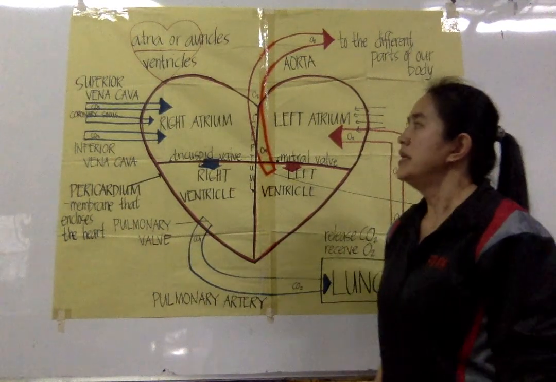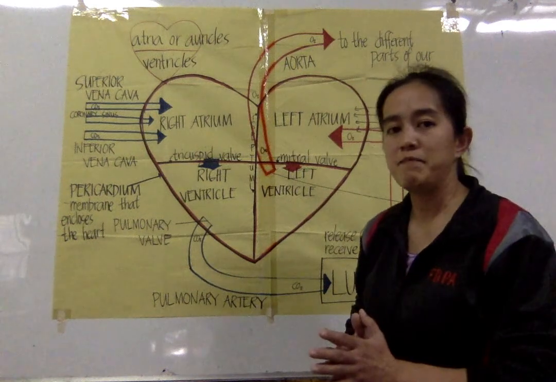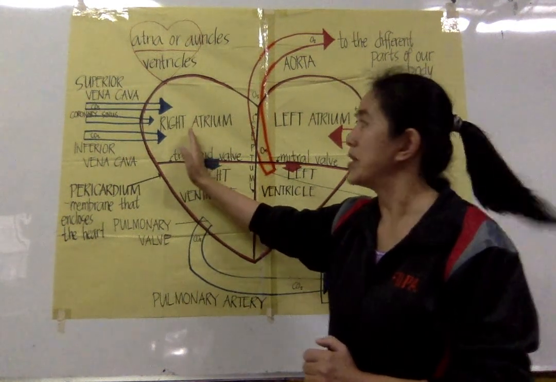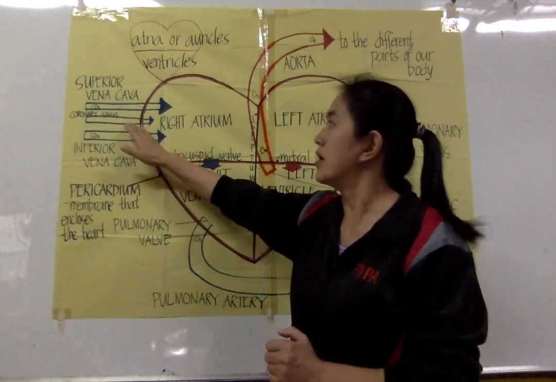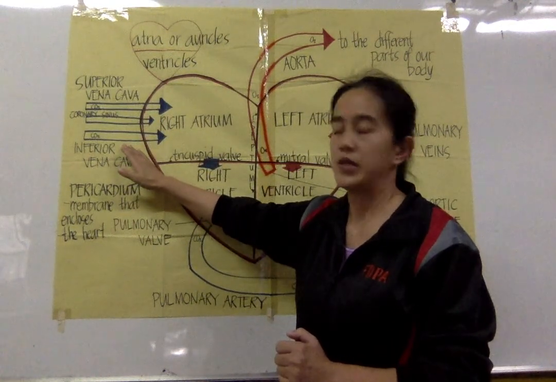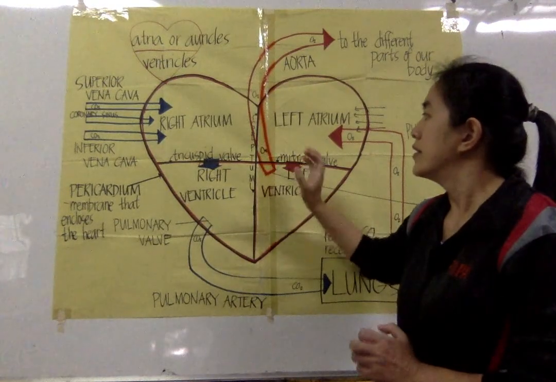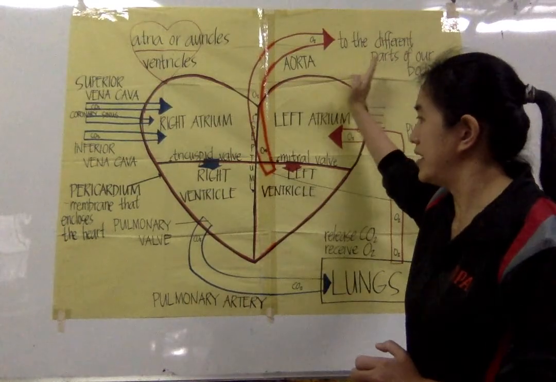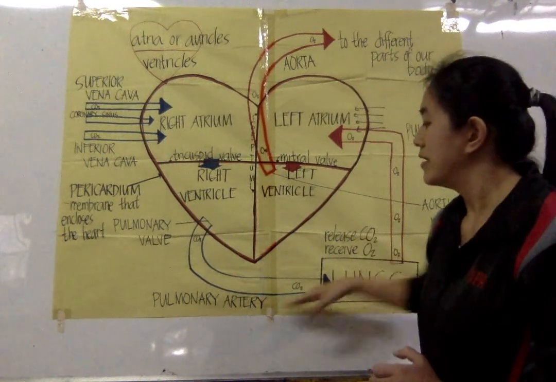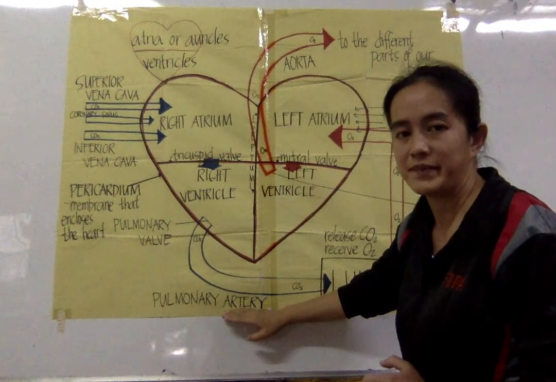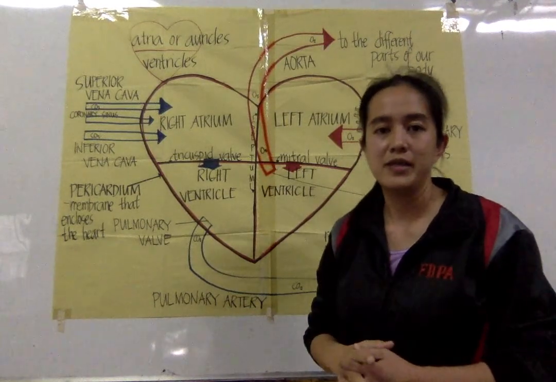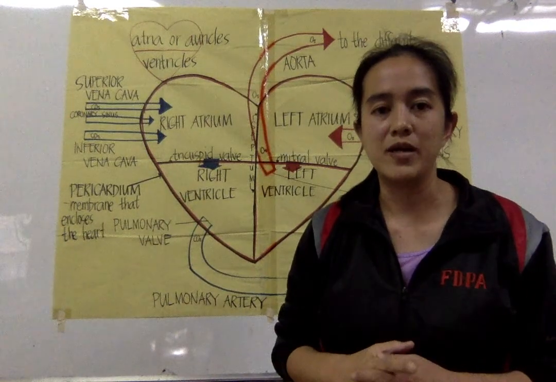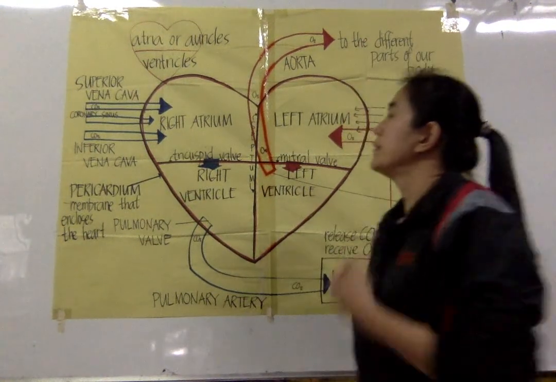Okay? Now, blood vessels carrying blood going towards the heart are called the veins, represented by these blue colors or blue arrows. Blood vessels containing blood going away from the heart are called arteries. And the smallest blood vessels are called capillaries. They are the ones connected to our cells.